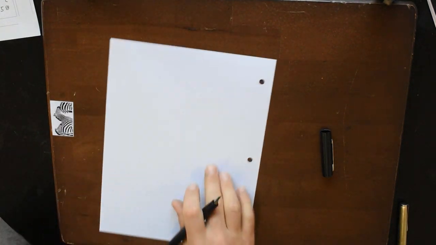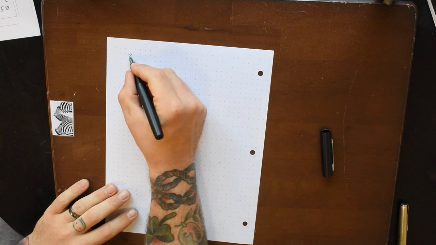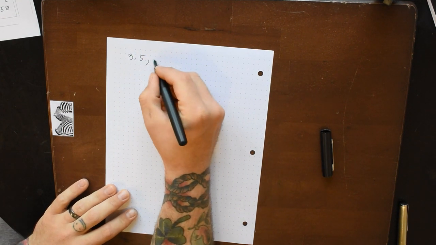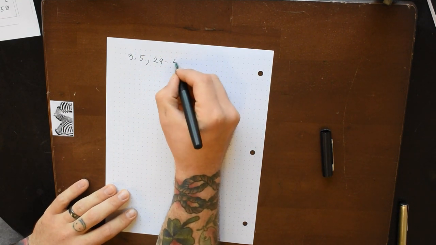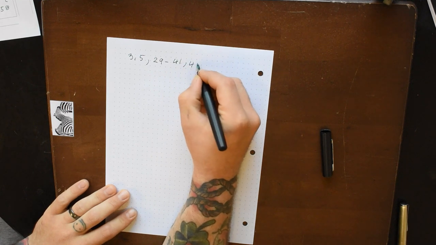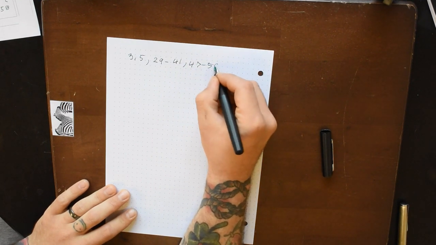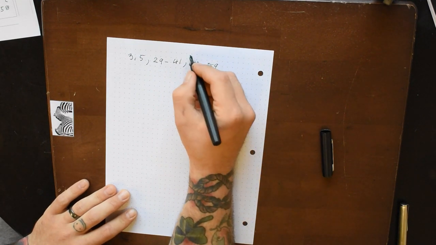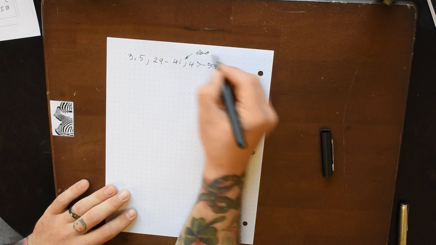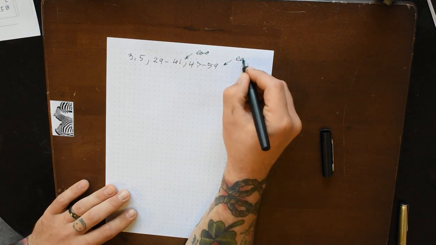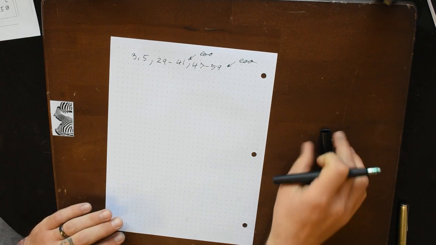Hey, we got a back half. So for your homework, go off and do 3, 5, 20, 9 through 41, 47 through 59, and both of these are EOOs. Go and do every other odd for both of those.